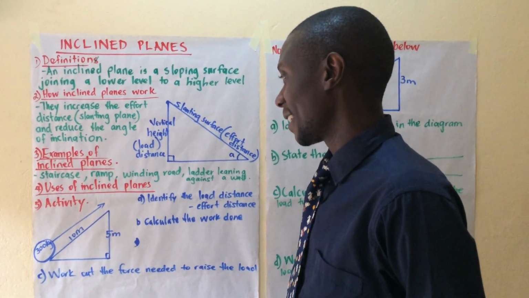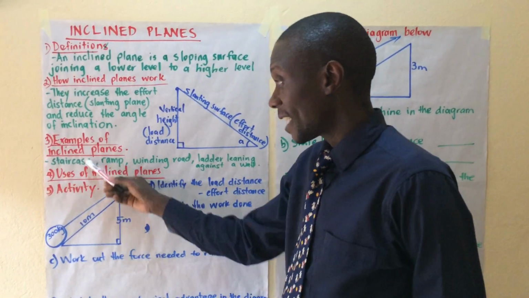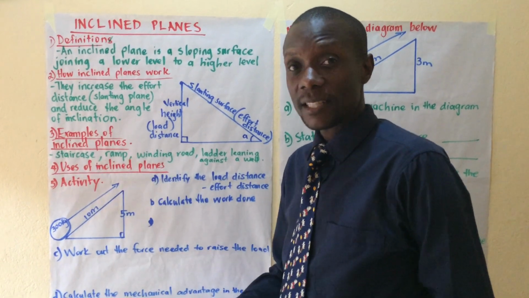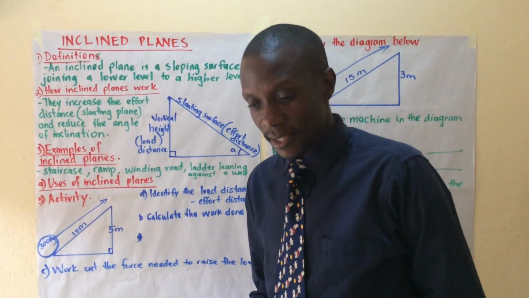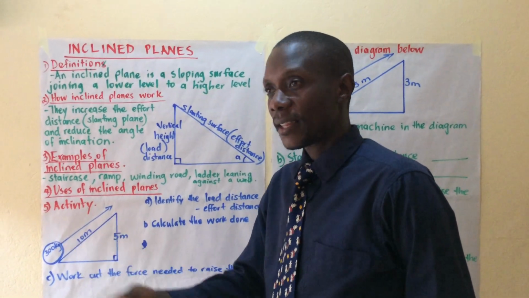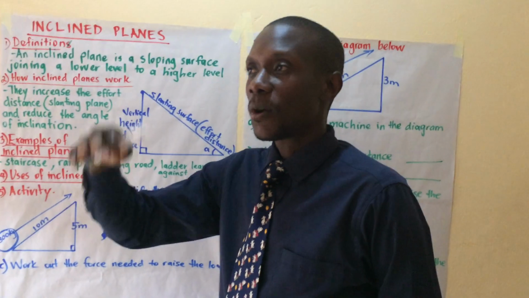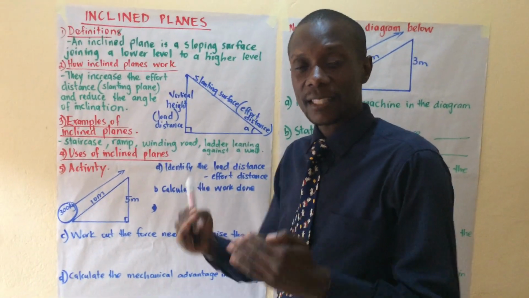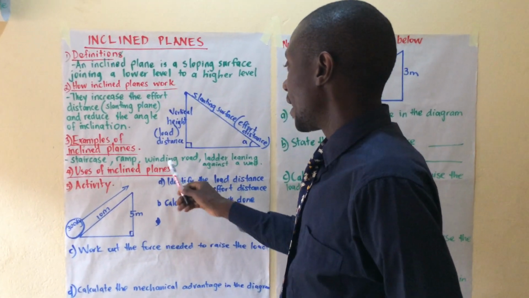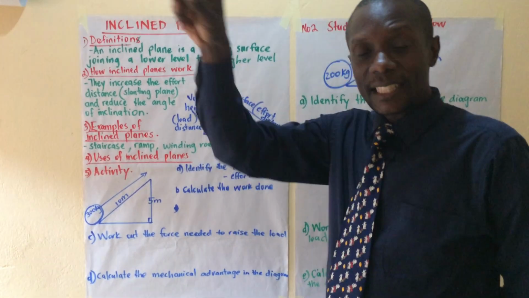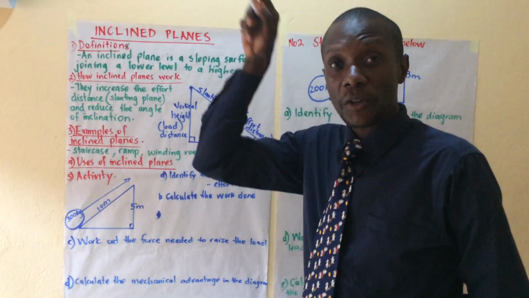Uses of inclined planes. You have to be specific. Point out one and tell us what it does. A staircase enables us to move from one level of a building to another. A ramp enables us to load things onto a truck or a lorry. There are vehicles called wide load that are used for carrying bulldozers from one place to another. They have their own ramp, which is built with them so that the bulldozer can move from the road up to the truck. Then a winding road, like the ones in Kabale or Kigezi, enables us to move from the bottom of the hill to the top of the hill.